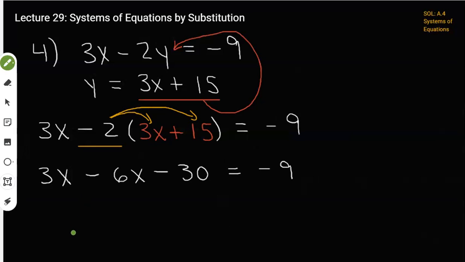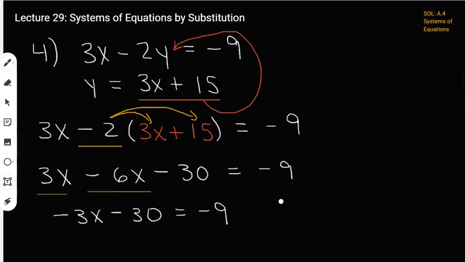Okay, do you see the like terms? 3x and -6x? We can put those together, but the regular numbers are going to have to wait. So 3x minus 6x, that's going to give me -3x, minus 30 is equal to -9. Okay, so now we have a multi-step equation that we can solve for x.